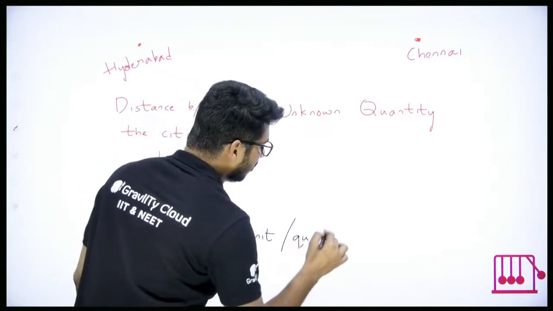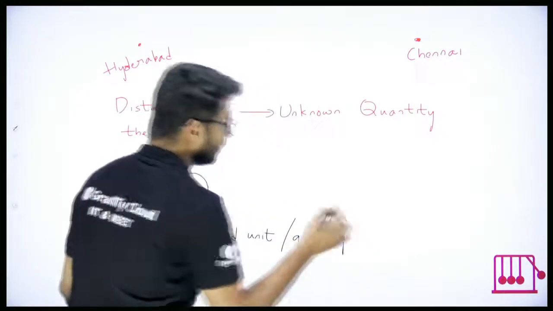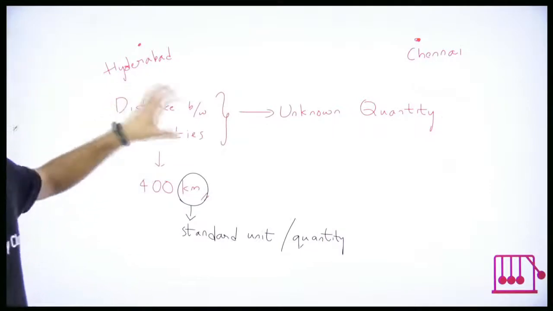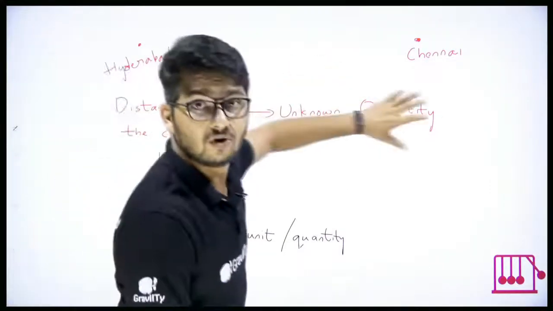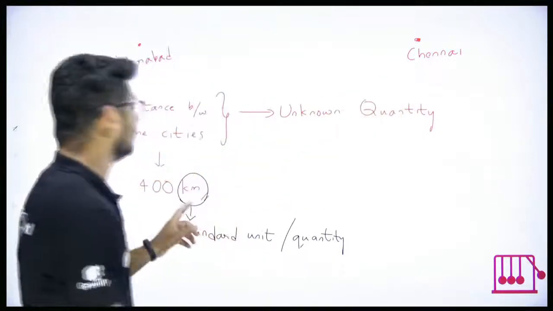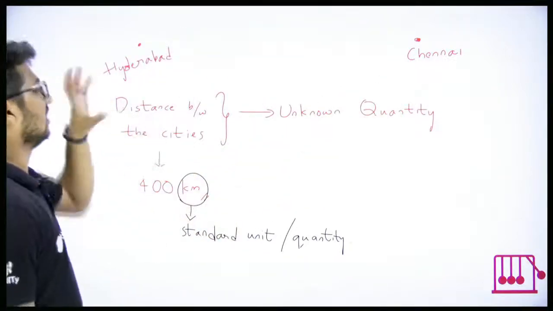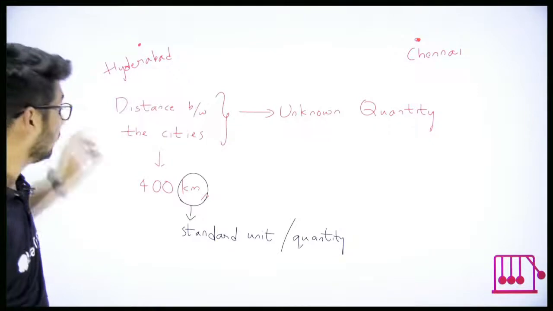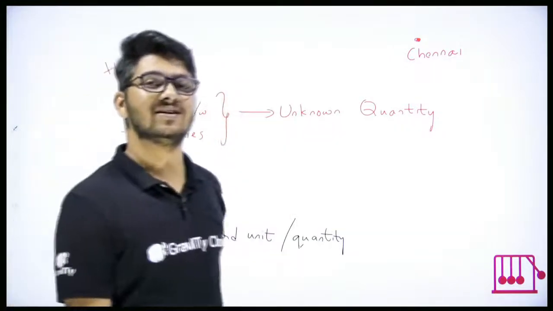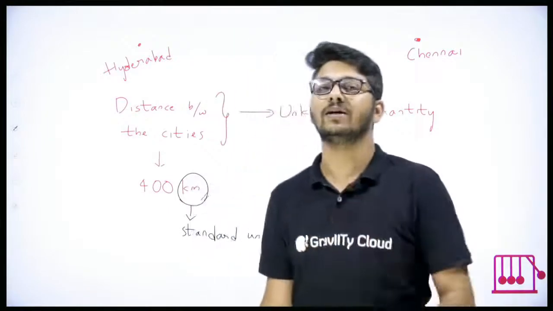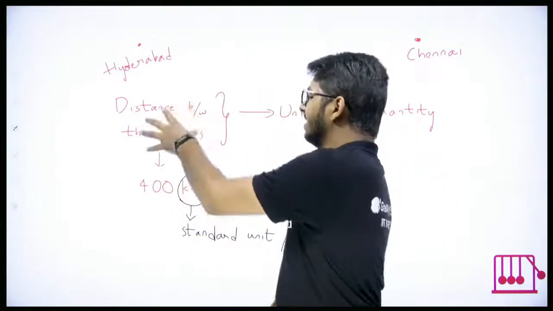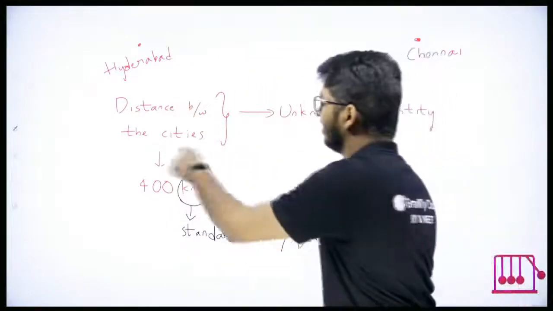So to express the distance between two cities, what are we doing? We are comparing the unknown quantity, this distance, with kilometers. What we are saying is, this distance is 400 times kilometer. So we are comparing this with kilometer and then we are writing it down.